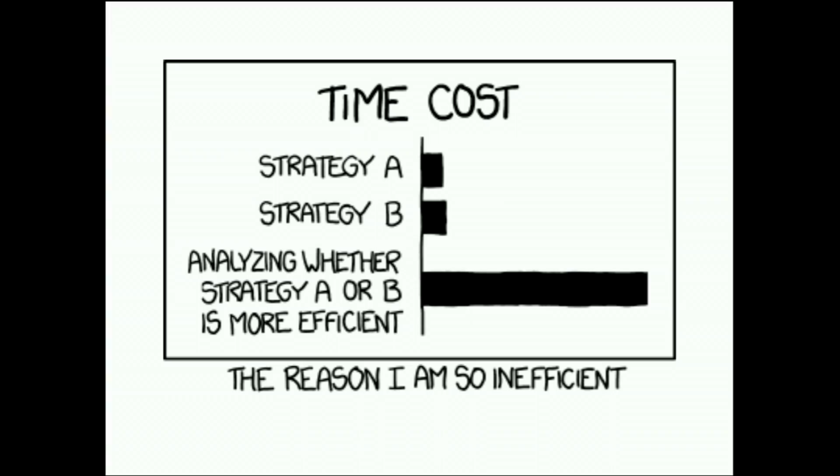So here is an XKCD plot. Not only because I feel like XKCD is fundamental to any sort of presentation, but because I feel like this really hammers the point that a lot of the time when you're doing data analysis, the problem is not so much how fast it runs, but how long it's going to take you to program the task. So here is just analyzing whether strategy A or B is more efficient.